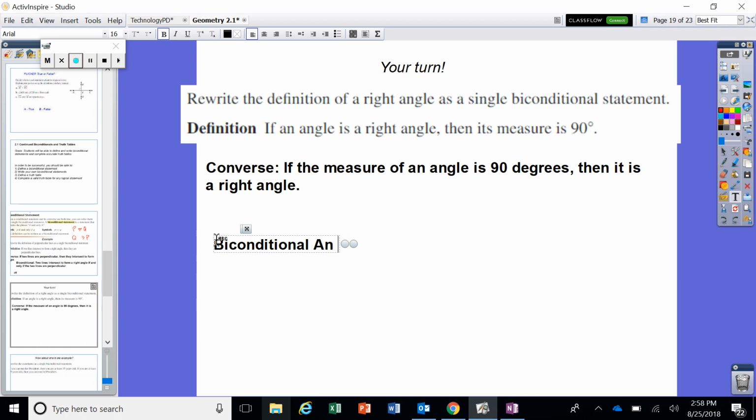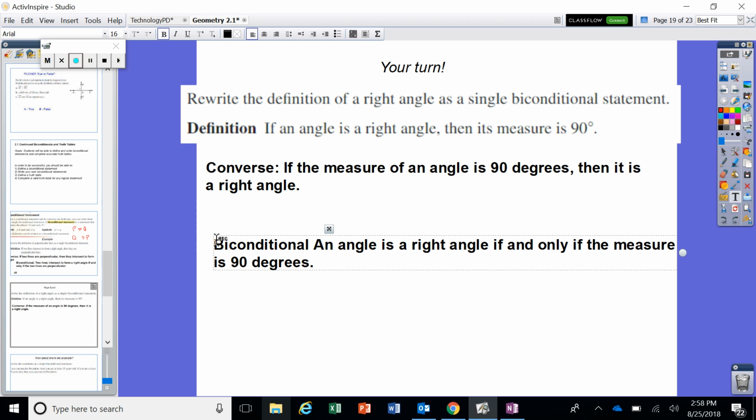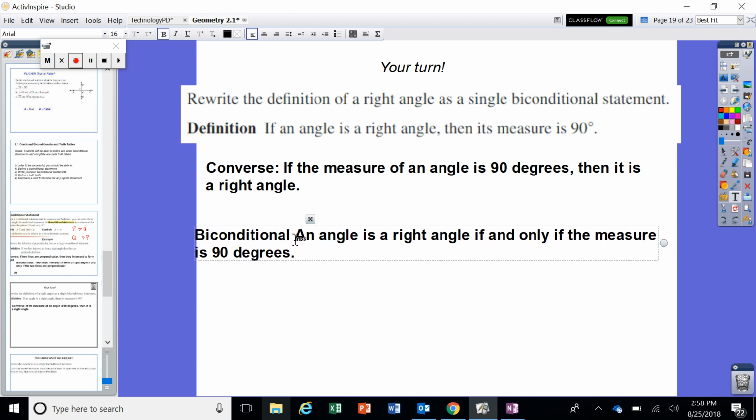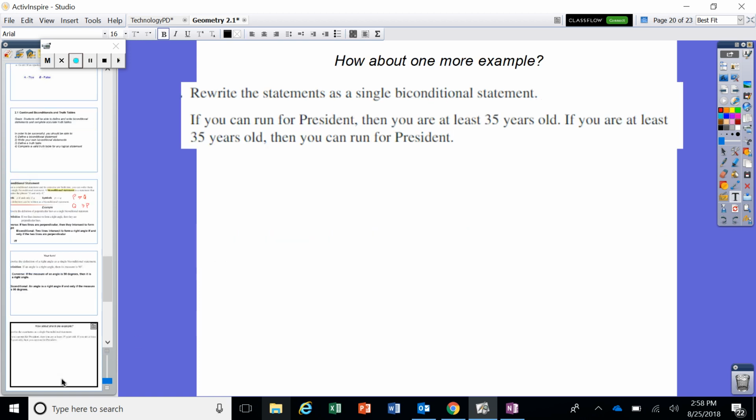So how about this? An angle is a right angle if and only if the measure is 90 degrees. Now your wording might be a little bit different than what I'm typing out here, and that's okay. They're not going to be exact word for word, letter for letter, but the concept has to be the same to understand that an angle is a right angle if and only if the measure is 90 degrees, or if the measure is 90 degrees, then it's a right angle. So it goes both ways.